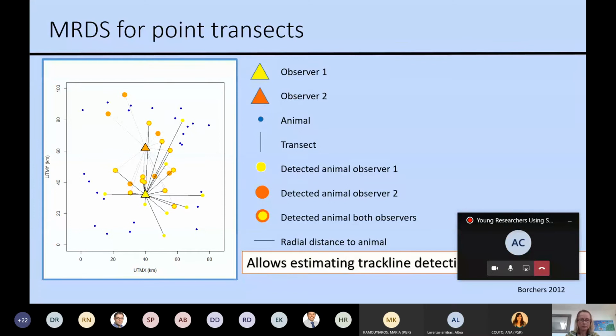Of course, for Mark-recapture, if you try to determine the detection probability at the point for observer 1, you need to get the distances of all detections between observer 1 and the detections. So this includes the detections made by observer 1 and made by observer 2. And for that reason, you need to be able to localize the detections.